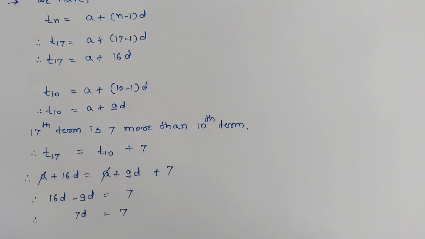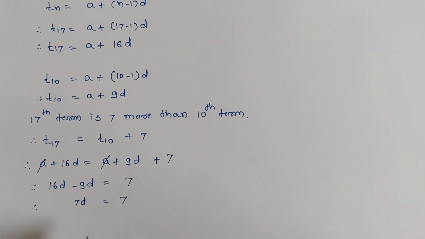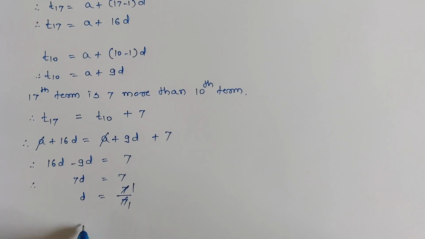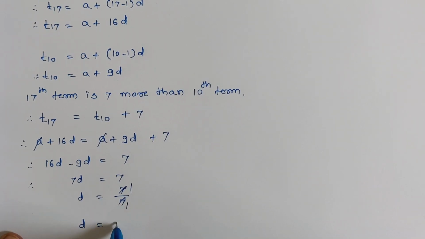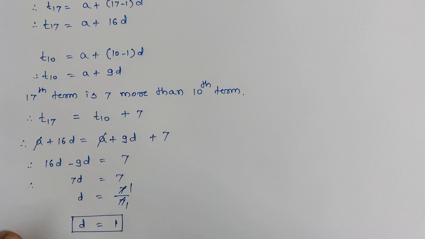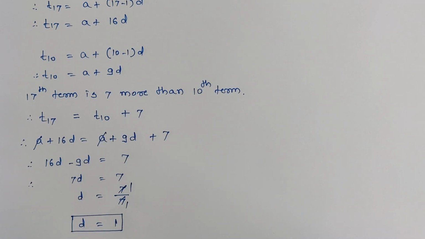We have to find the value of d, that's why we will transfer 7 to the right hand side. So that will be 7 by 7 in the denominator. If we divide, we will get 1 divided by 1, that is, d is equal to 1. So in this given AP, the common difference, that is d, is 1.